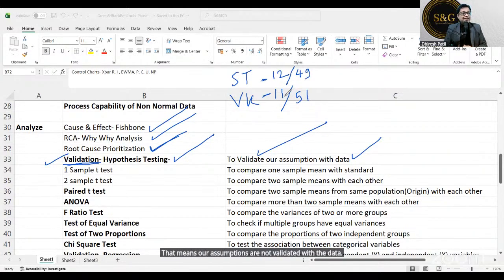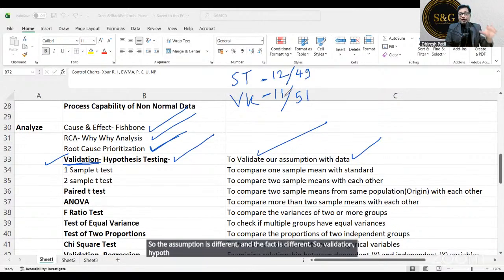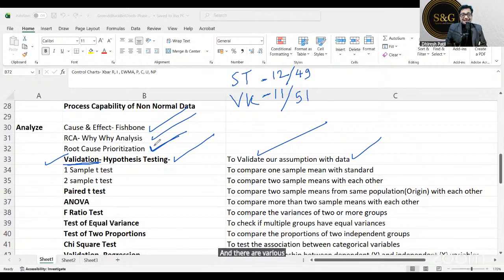Are you understanding? Just give me yes in the chat box. So our assumption is when Sachin makes a century, India loses the game. The assumption is different and the fact is different. So in validation, hypothesis testing, all our assumptions are tested with the data, and there are various hypothesis techniques we use.